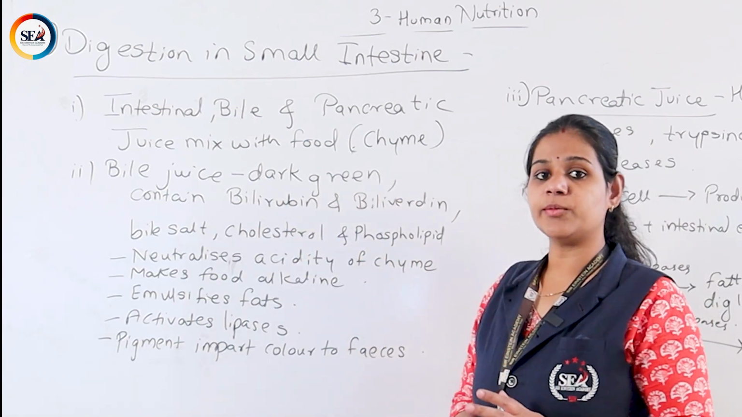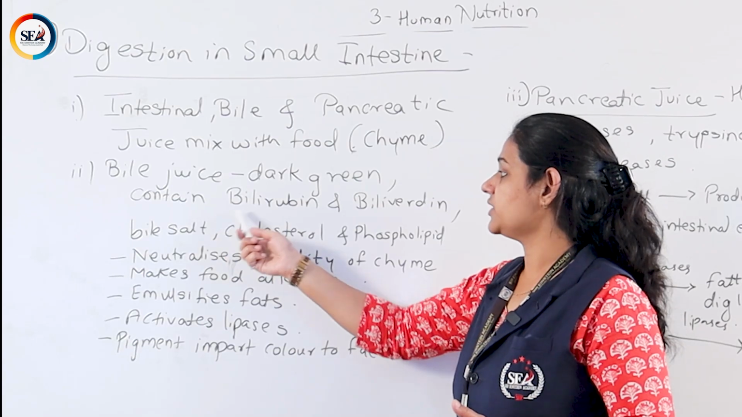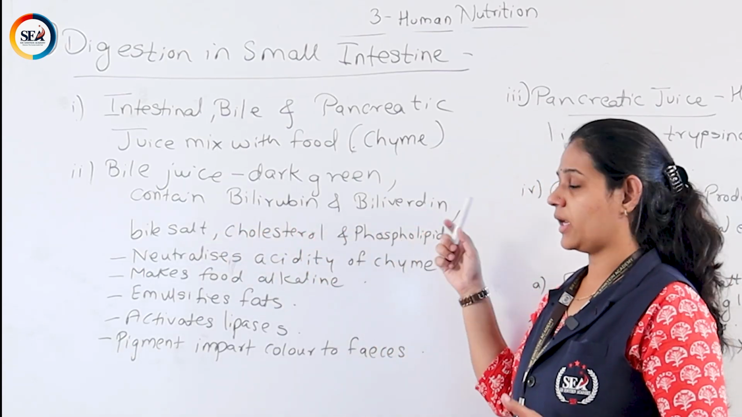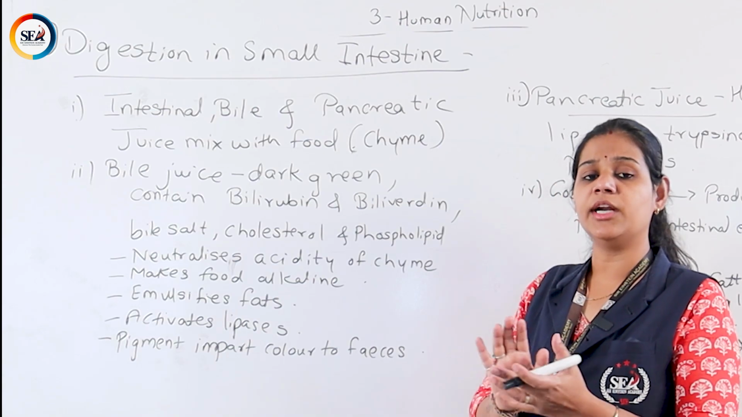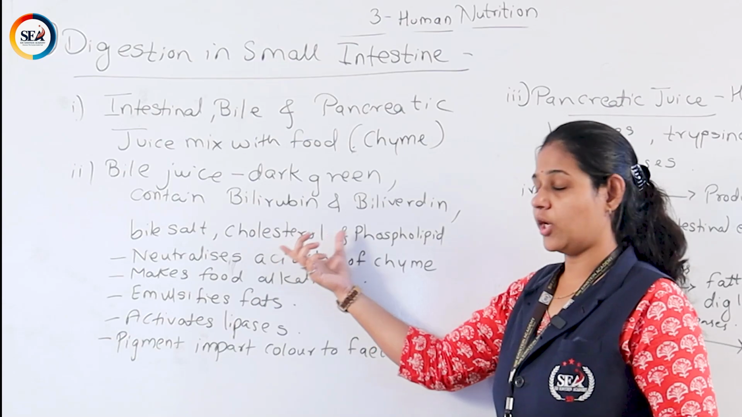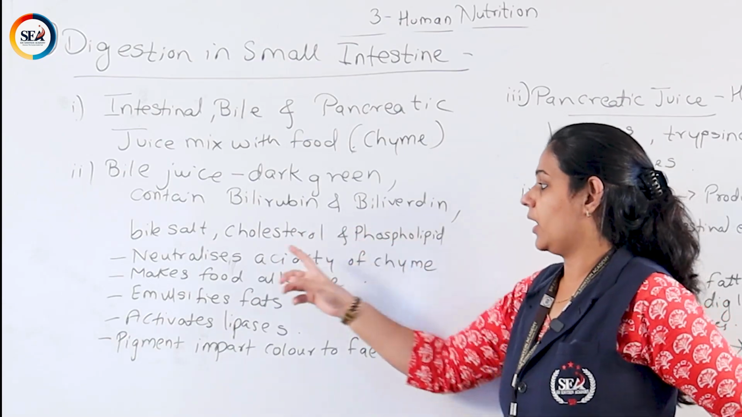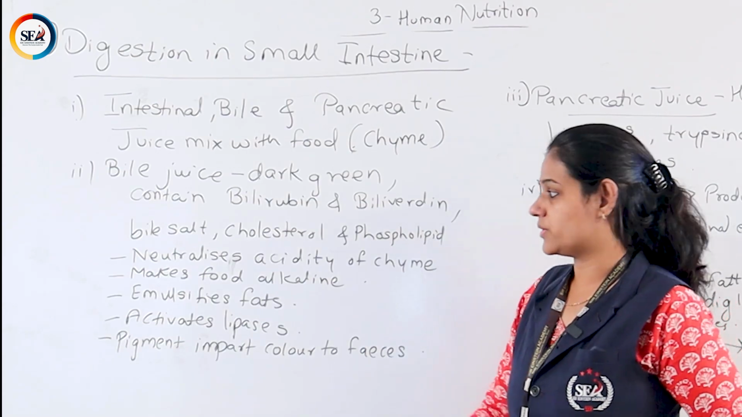Now, first we will see what is bile juice. Bile juice is dark green colored and contains bilirubin and biliverdin, the pigments which are important for giving color to the fecal matter, that is color to the feces. It also contains bile salt, cholesterol and phospholipids. What are phospholipids? Phosphate groups which are present along with the lipid molecules.